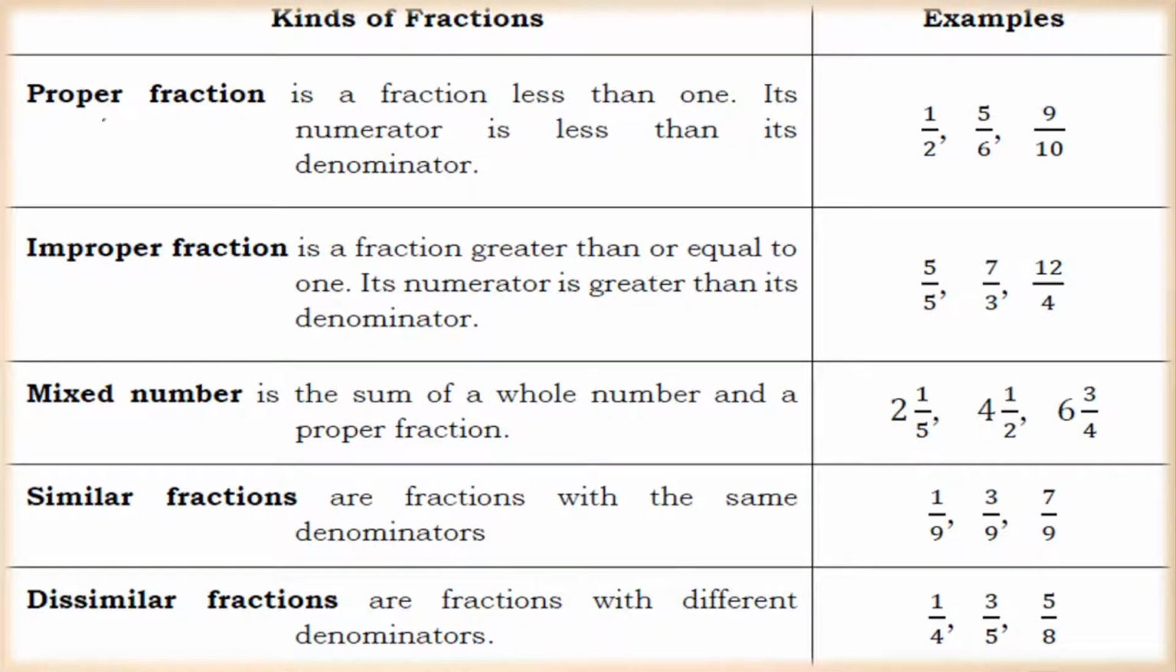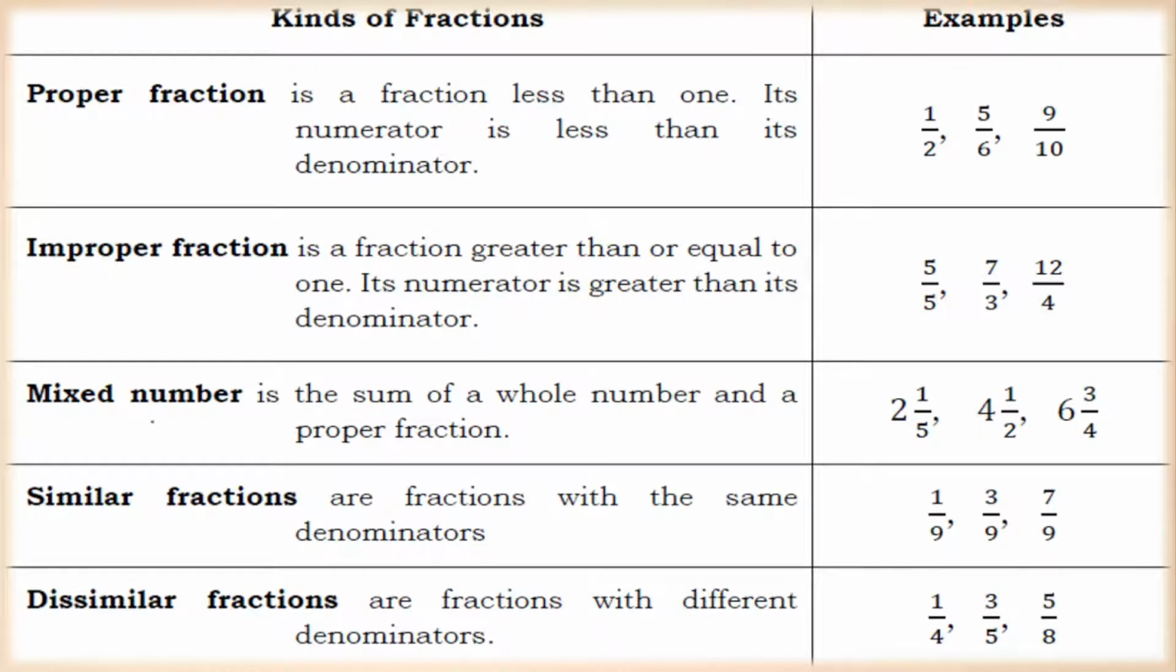The first one is proper fraction. When we say proper fraction, its numerator is less than its denominator. Examples here are 1/2, 5 over 6, 9 over 10. Okay? When we say improper fraction, it is a fraction greater than or equal to 1, and its numerator is greater than or equal to its denominator. Examples here are 5 over 5, 7 over 3, and 12 over 4.